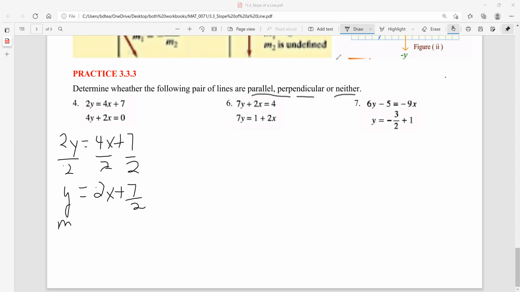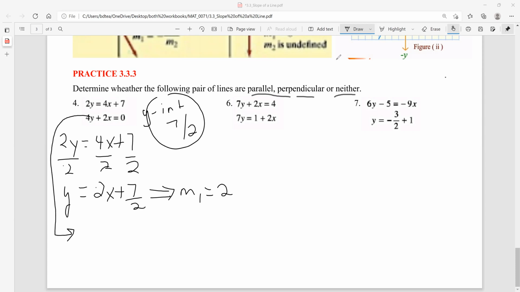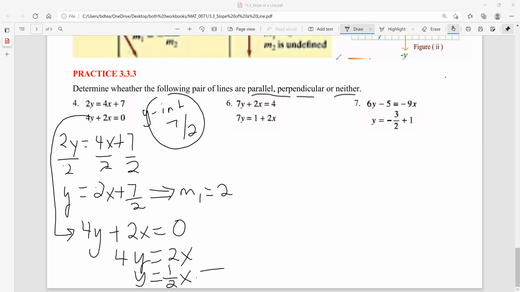So the slope of line 1 is 2. And since we're here, if I was asking you, you could say that the y-intercept is 7 halves. If we look at the second equation, 4y plus 2x equals 0, 4y equals 2x, and y equals 1/2 x, and the slope of line 2 is 1/2.